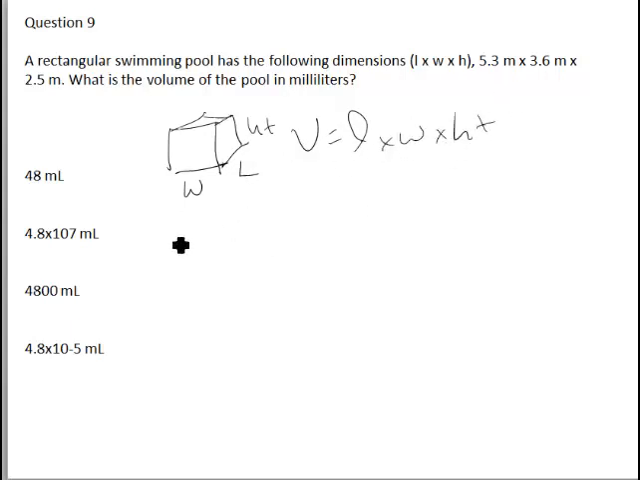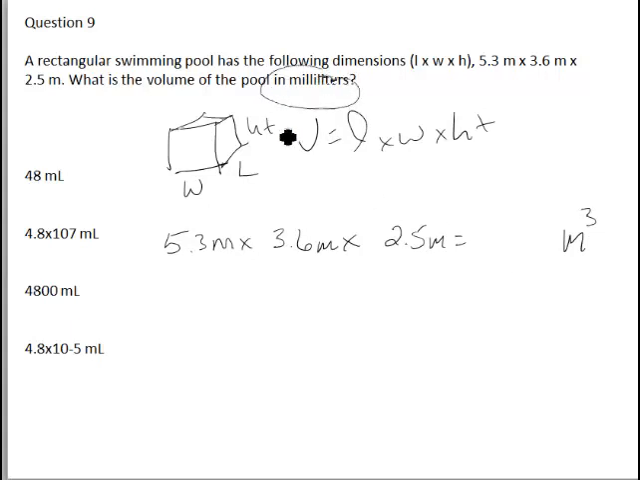And we have to keep our units good. So in this case, it is going to be 5.3 meters times 3.6 meters times 2.5 meters. And we'll do the math, but the units turn out to have to be in cubic meters. But what we want here are milliliters. So what we are given in this case is a volume in cubic meters, which remember, that's equal to meters times meters times meters. Nothing hard there. And what we want to end up with is milliliters.